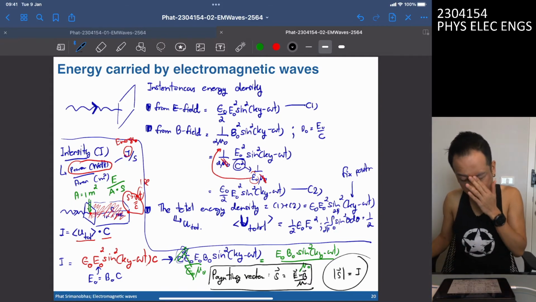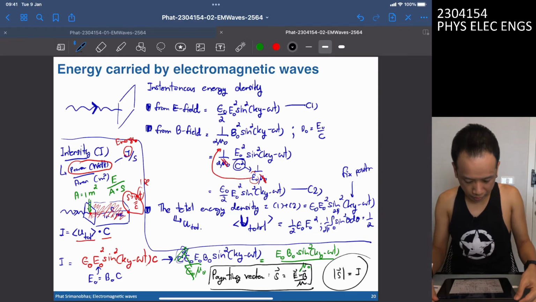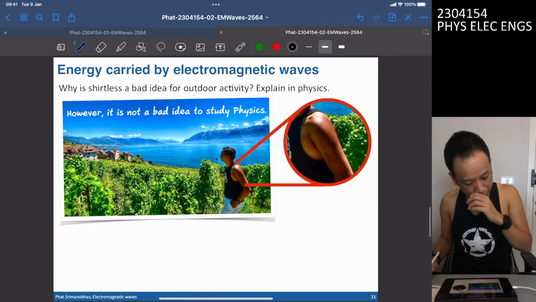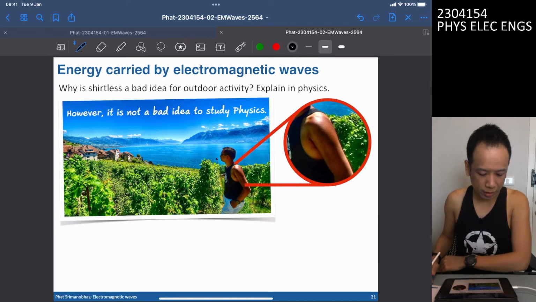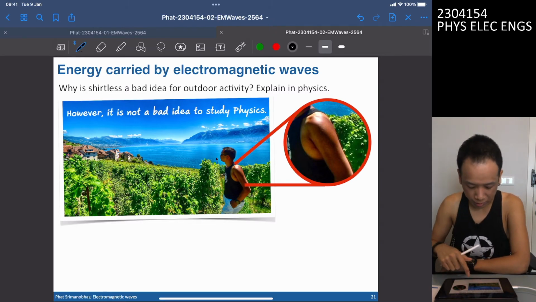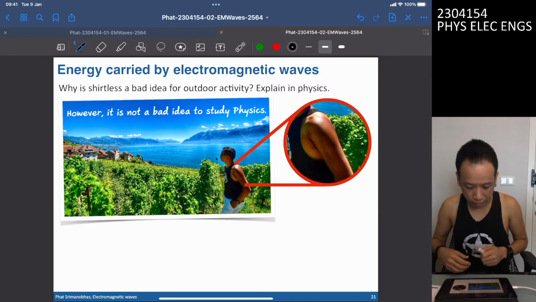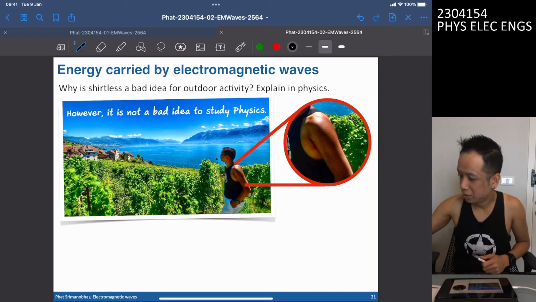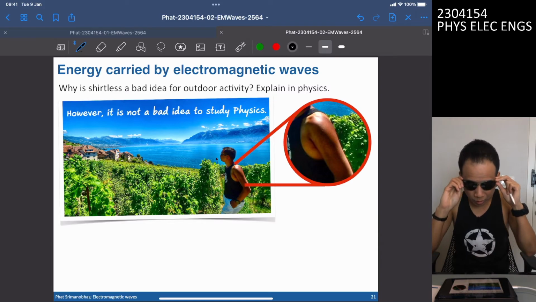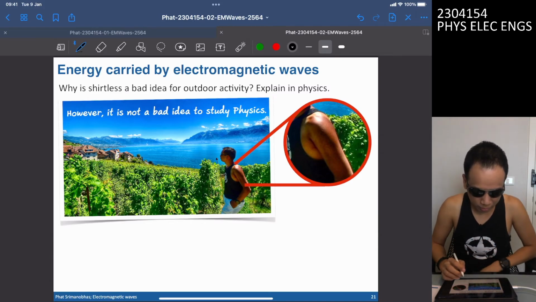Okay, so let's try to make the application a bit, try to understand what the Poynting vector is. The question is: why is going shirtless a bad idea for outdoor activities? This is me, using the same T-shirt and maybe putting on sunglasses, to protect from the light. It's important. So what is this poor guy talking about?